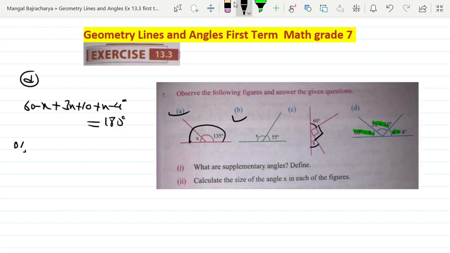Now to solve, we have to arrange like terms together. That's not really needed here because you see x and minus x, which you can cancel. So plus x and minus x cancel, and only 3x remains. Then 60, 10 and 4: 10 minus 4 is 6, plus 60 is 66, and that equals 180 degrees. So 3x equals 180 minus 66.